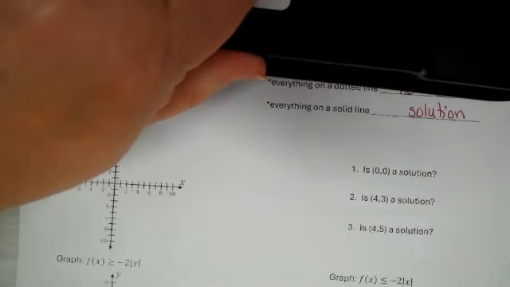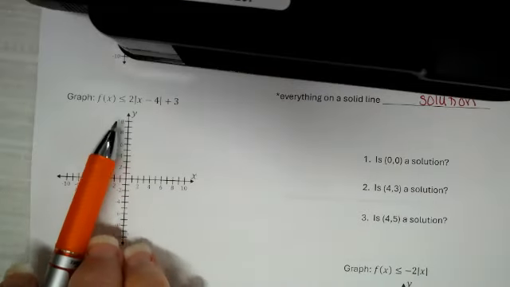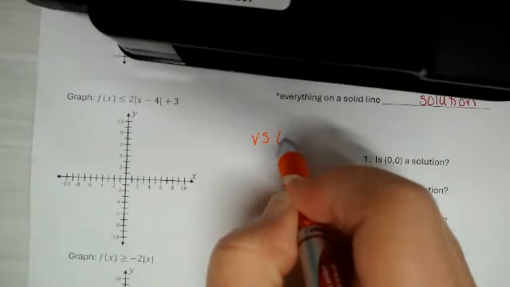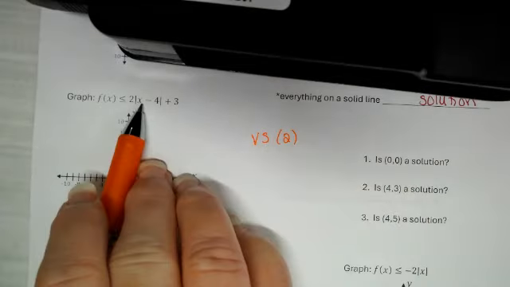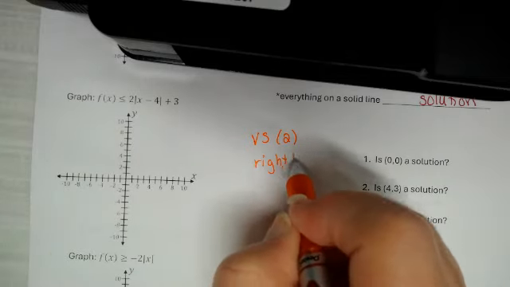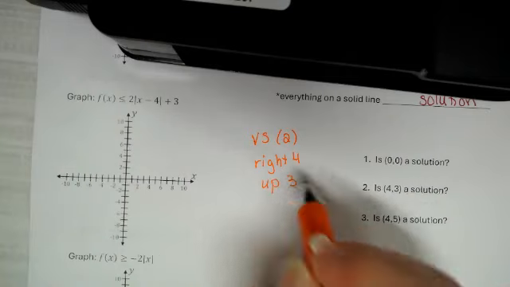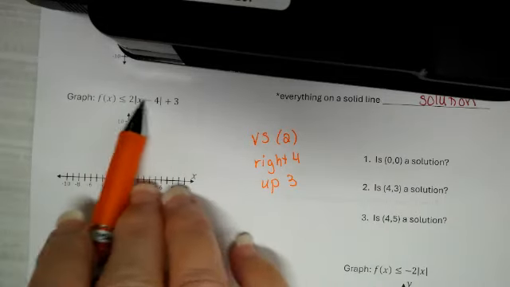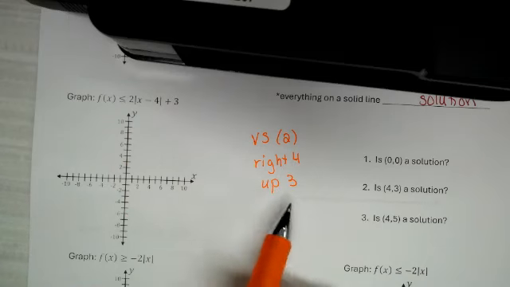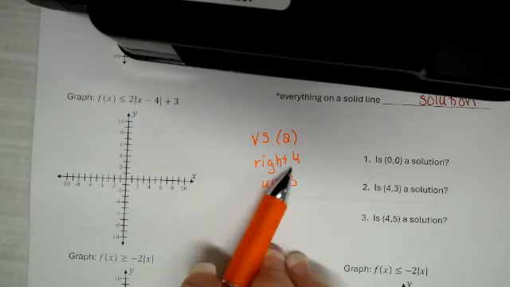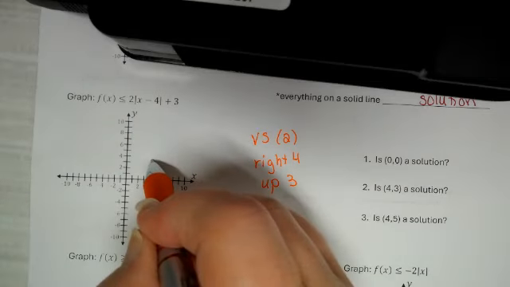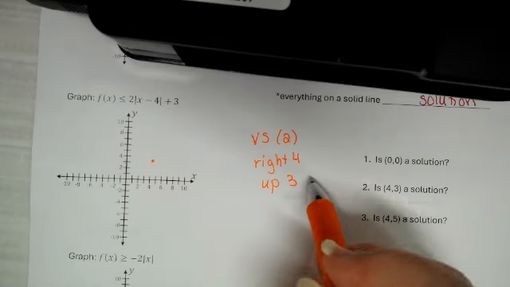All right, next one. So let's talk about the transformations this time. I have a vertical stretch by 2. That's going to be my slope. X minus 4, that went to the right 4. And that plus 3 goes up 3. So anything inside with the x is horizontal and it's opposite. So instead of starting at 0, 0, I'm going to start at 4, 3. That's going to be what we call the vertex.